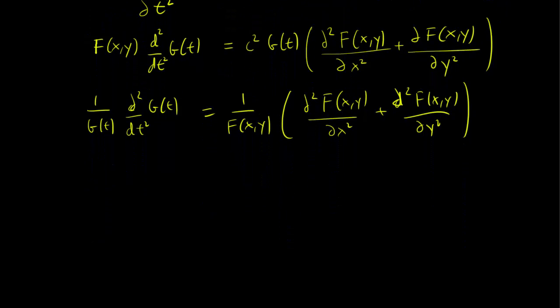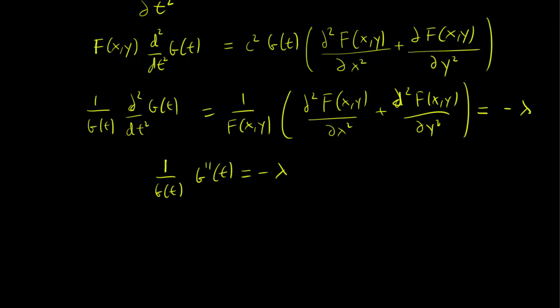The left-hand side is independent of x and y, and the right-hand side doesn't depend on t. Since they are both equal, both sides must not depend on x, y, or t, and therefore they must be a constant, and that's called the constant minus lambda. And we picked the minus sign again because we want the eigenvalue problem to look a proper way. So this reduces to our two equations.